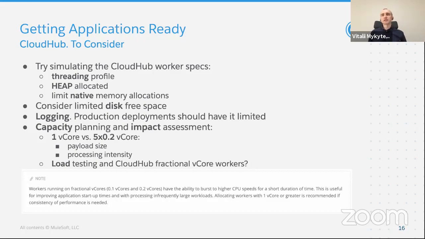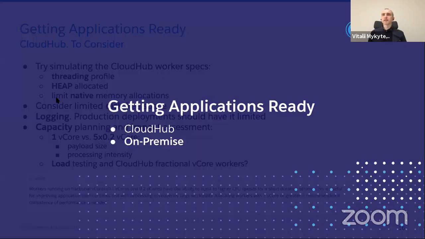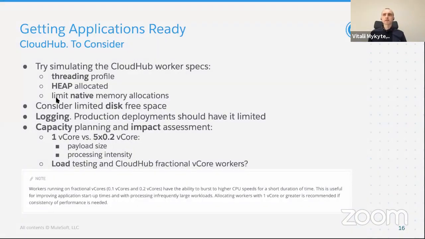We also need to consider limited disk free space. Fractional vCore workers like 0.1, 0.2 have around 5 gigabytes of free space when the application is deployed. So if you have, for example, an application which pulls files using SFTP protocol, does some transformation and pushes them somewhere, and it temporarily stores them on an application worker, you need to understand that you cannot pull too many files in parallel. So probably adjust concurrency for the application, and make sure the current file is deleted before the next is downloaded from the source.